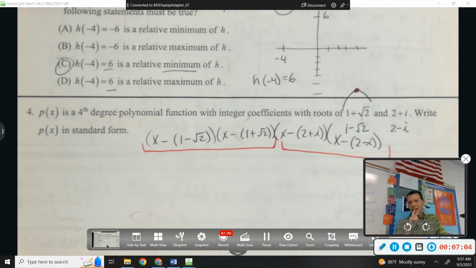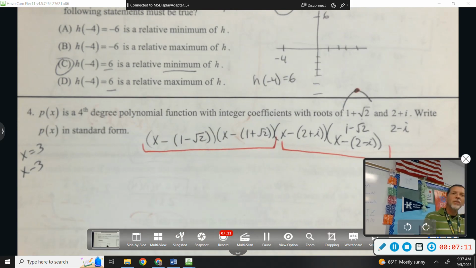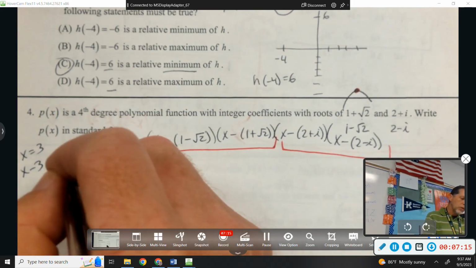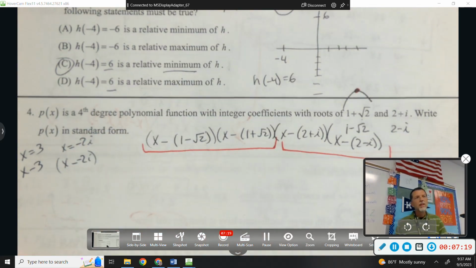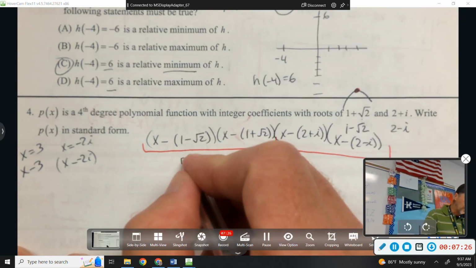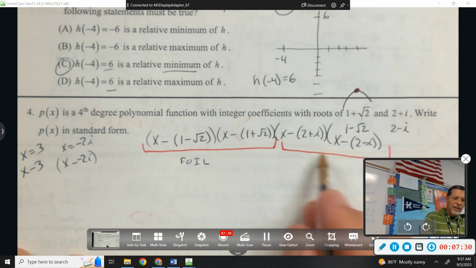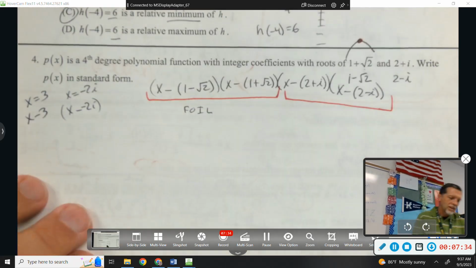Why would you do x minus? Because it's always x minus, right? If x equals 3 as a root, then it's x minus 3. If x equals negative 2i as a root, then it's x minus negative 2i. So you just set those in the problem equal to x and then multiply it out. I'm going to do the first one like a FOIL problem, and then I'll do the second one after I distribute the minus sign. Then we'll just figure out which one we think is better.